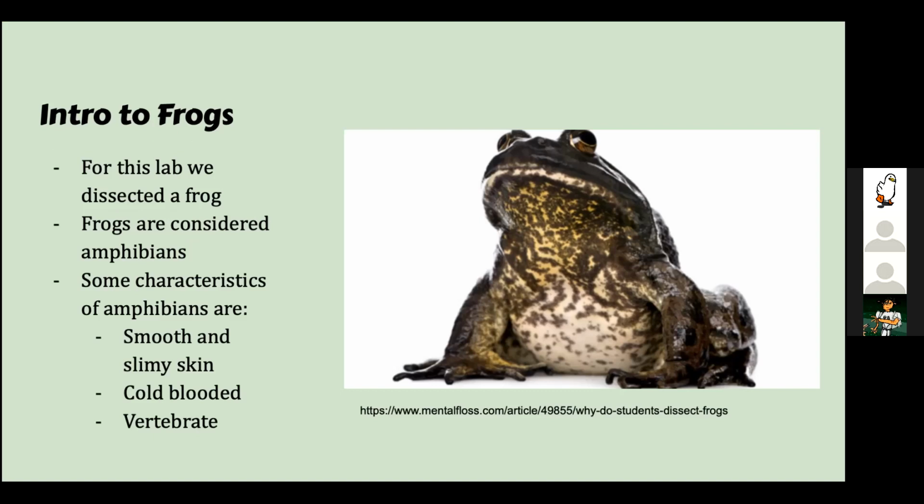So the intro to frogs: we also dissected a frog, and they are considered amphibians. Some of their characteristics are that they have smooth and slimy skin, they're cold-blooded, and they're vertebrates.